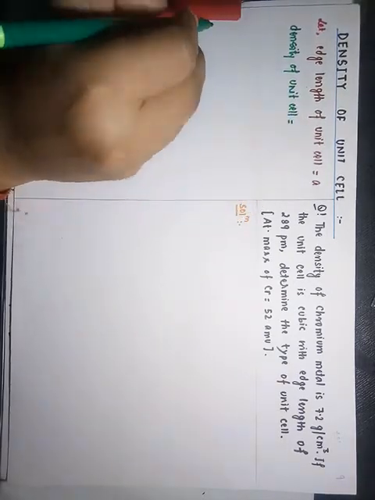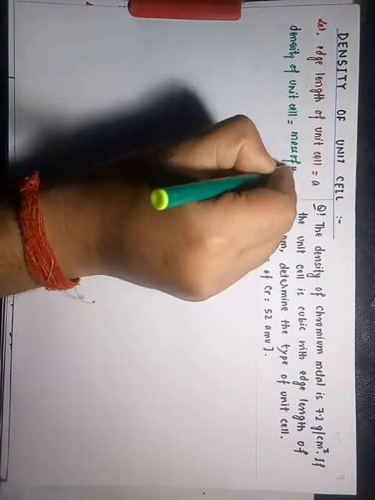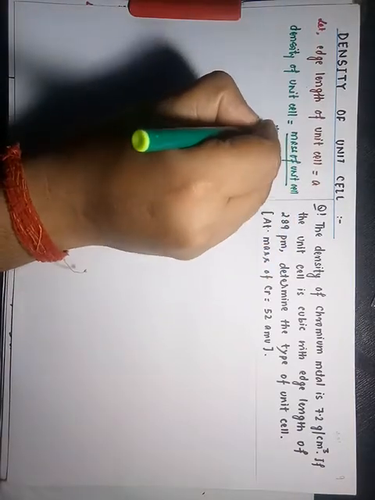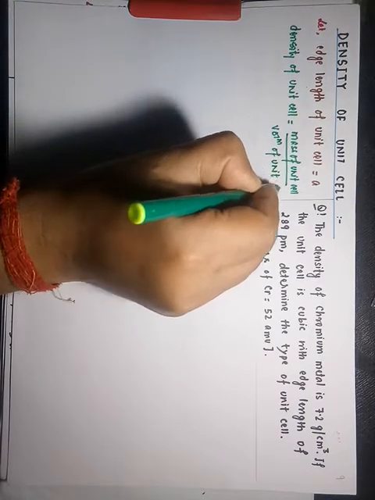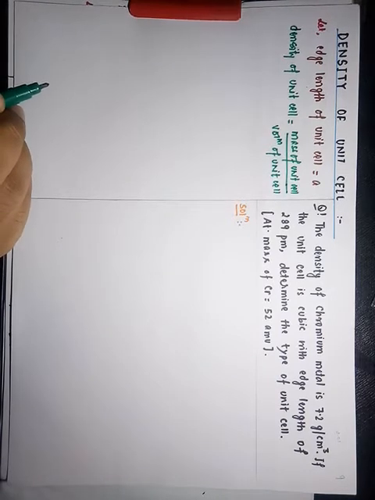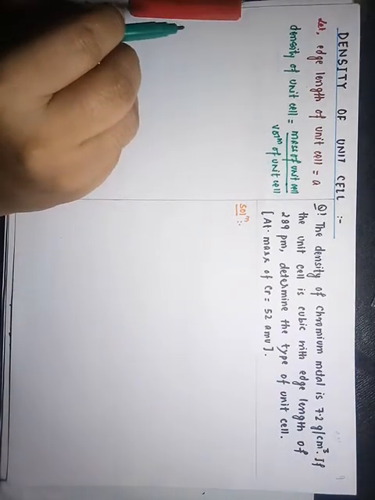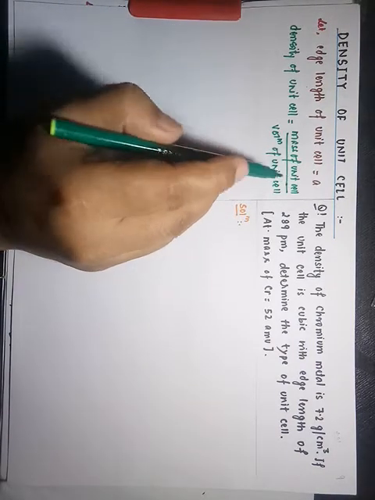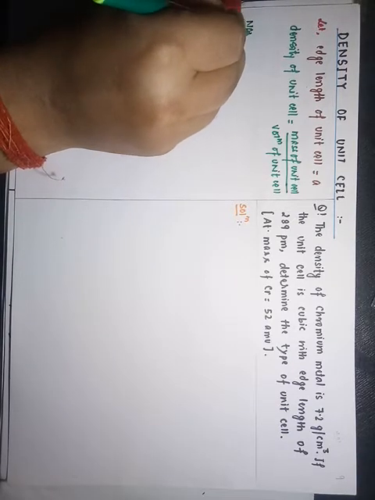is equal to mass of unit cell divided by volume of unit cell. This is how we are going to calculate the density of a unit cell: mass of unit cell by volume of unit cell. Now let us calculate the mass of unit cell.